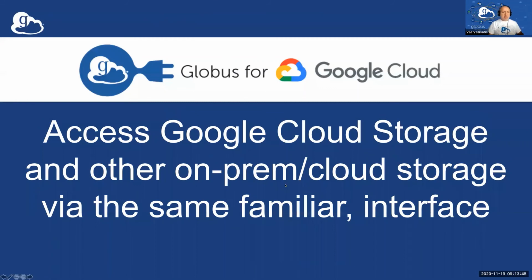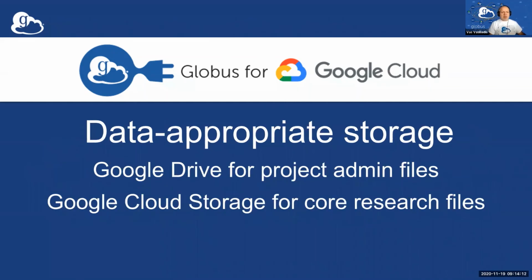So what does this actually mean for researchers? The one thing that I mentioned earlier is you have access to this very diverse set of storage systems that you can access via a familiar interface. So it basically looks like you're browsing your local files, whether you're looking at a Google Cloud bucket or if you're looking at some high performance compute storage on premises. It also provides the appropriate interface to the appropriate storage for the right types of data.